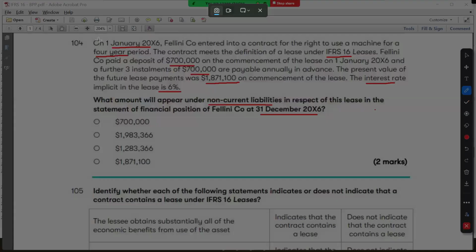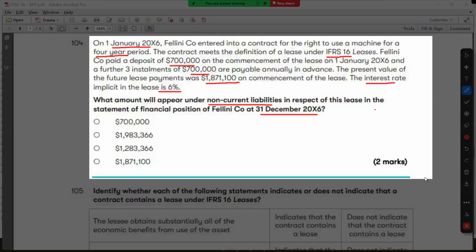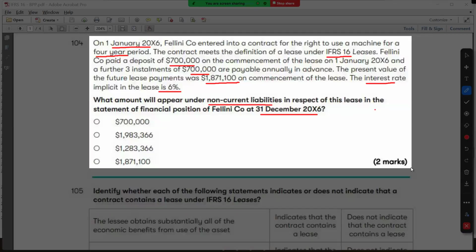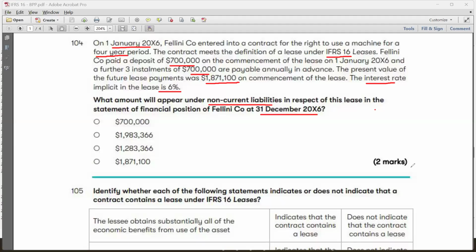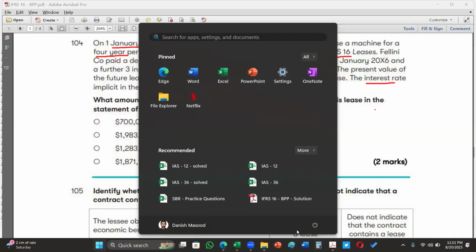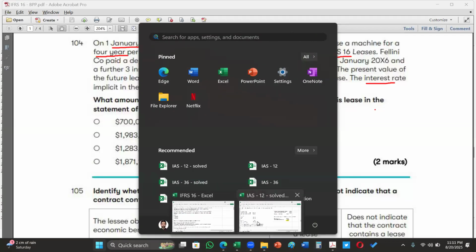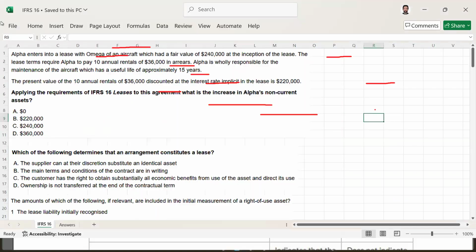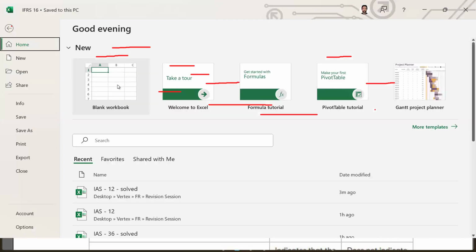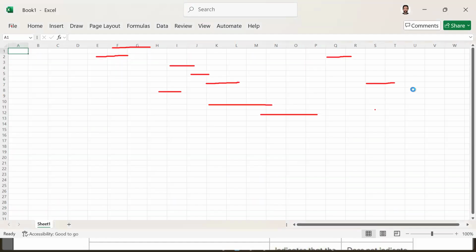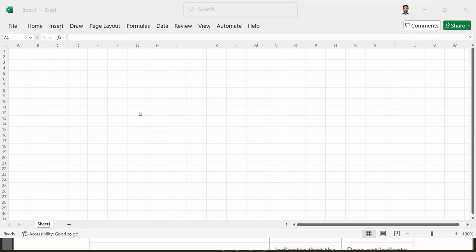So let's take this question to the Excel and understand. This is the typical question; the typical treatment that it requires is common for leasing questions. So let's start a new one for you. Let's clear the drawings first. Okay, here we go. I need to do some settings here.